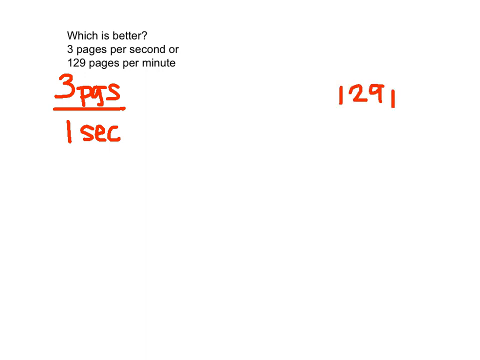Which is better, 3 pages per second or 129 pages per minute? So this is 3 pages per 1 second or 129 pages in 1 minute. Well, you can't compare them. One's in seconds, one's in minutes. You need to finish this problem. You need to show me the steps of how you convert them both to seconds, and then you find the unit rate and tell me which one is actually better. I'm going to move on, but you can come back to this page with your video if you need to.